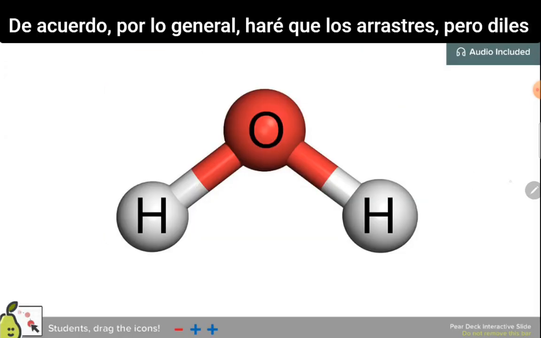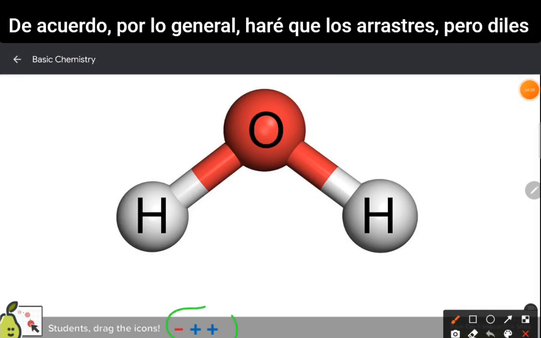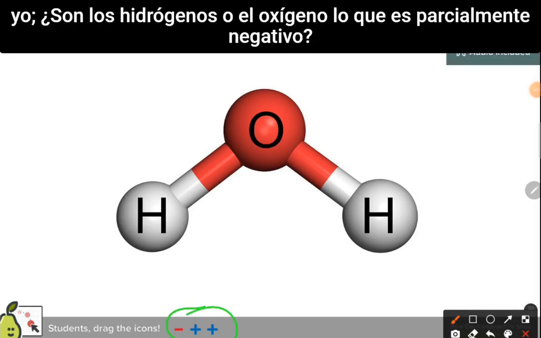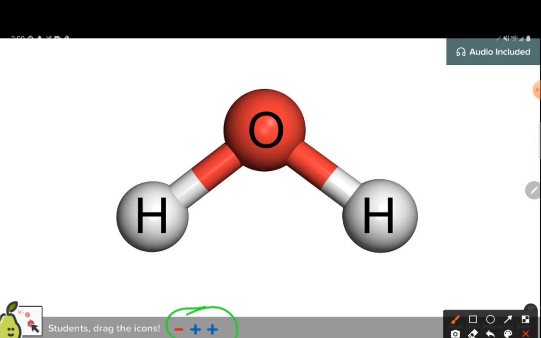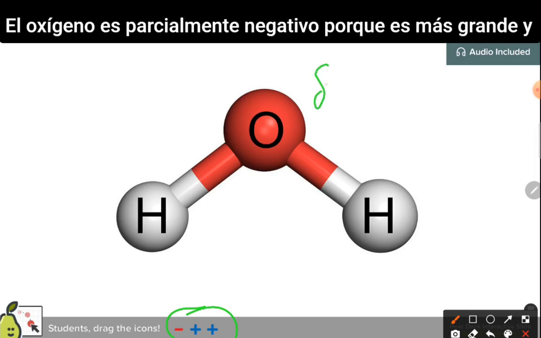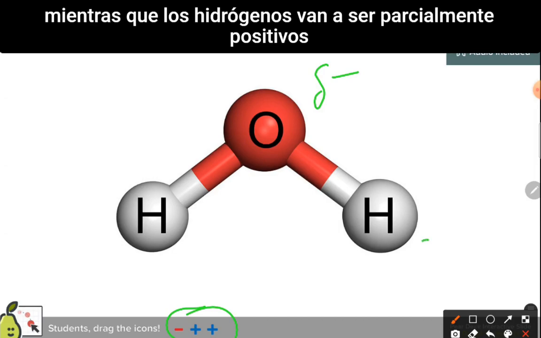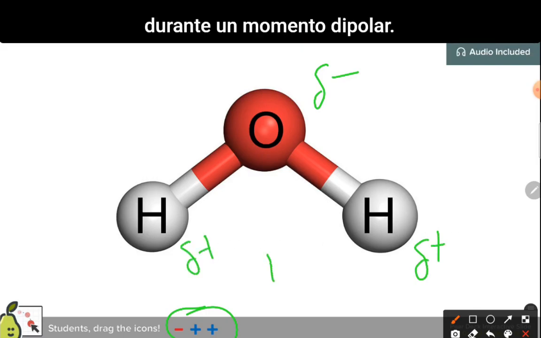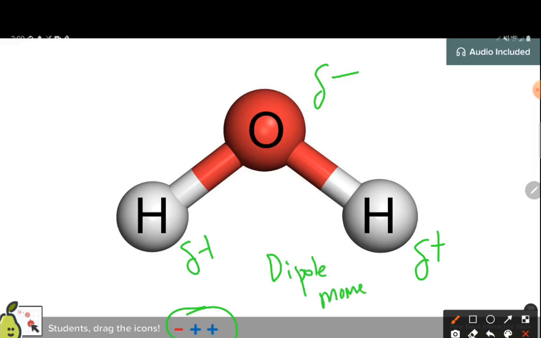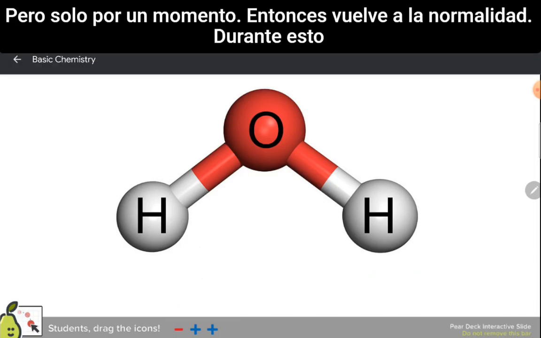Okay, so usually I would have you drag these, but tell me, is it the hydrogens or the oxygen that is partially negative? That's right, the oxygen is partially negative because it is bigger and more electronegative, whereas the hydrogens are going to be partially positive during a dipole moment, but only for a moment, and then it's back to normal.